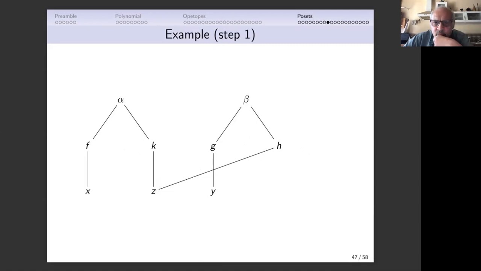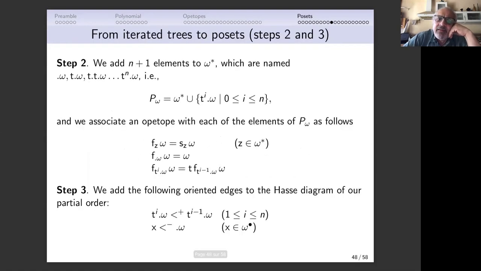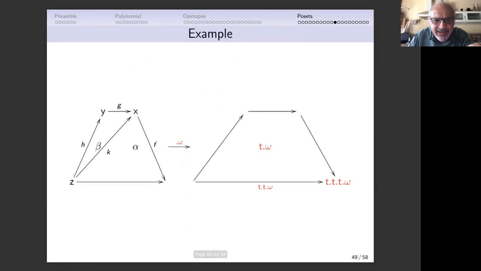Now, the next thing that we do in order to get a poset in the sense of Amar, we add targets, because targets were deduced in my approach, but geometrically they are there. So I add them formally. On the picture, let's put the targets explicitly. The three-opetope itself, I call it omega. The target, I call it T dot omega. And then there's the target of omega, which is here. And then there's the target of the target of omega, which is here.